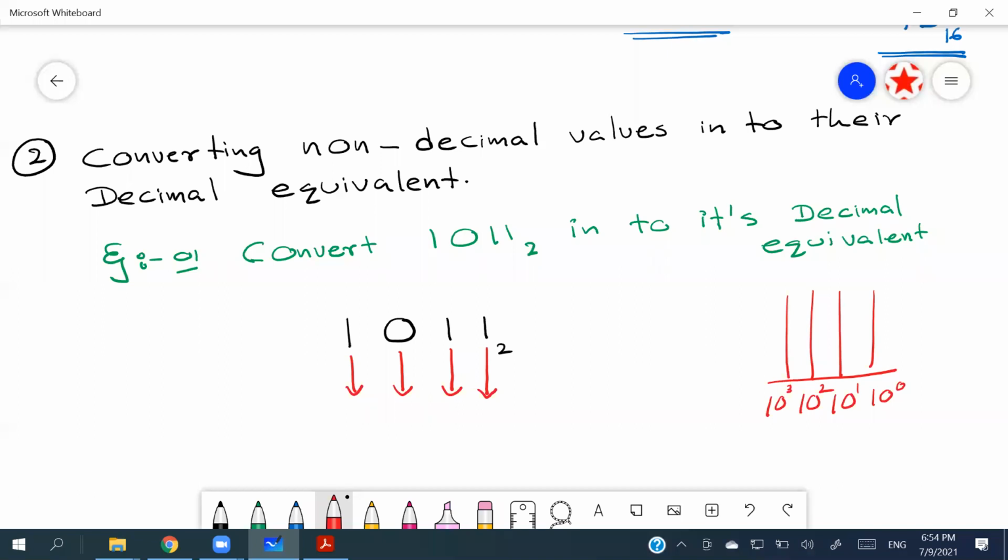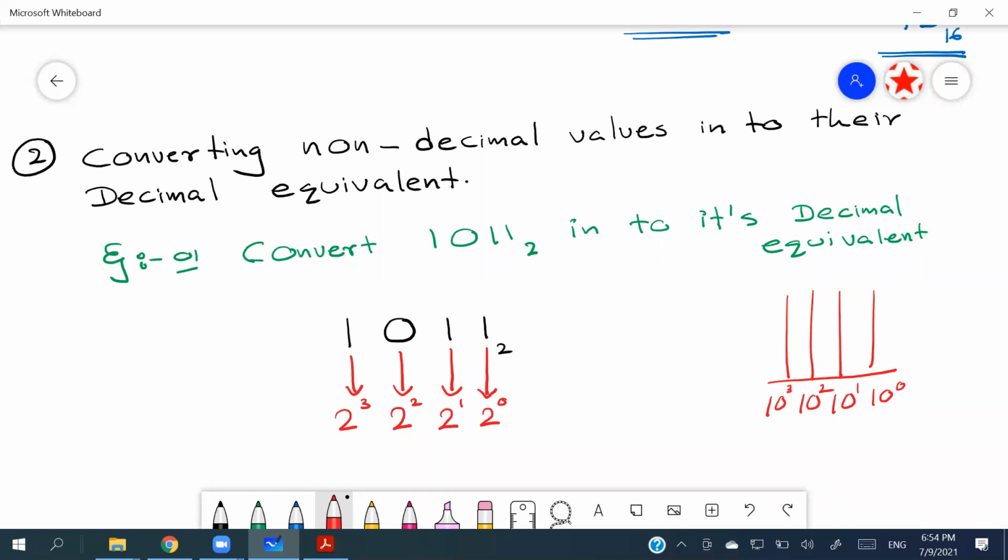So these are indicated as 10 to the powers because we are referring to decimal values in the abacus. Now here we are referring to the binary values. So accordingly, we are going to have 2 to the powers. So this is going to be 2 to the power 0. This is going to be 2 to the power 1. This is going to be 2 to the power 2. And this is going to be 2 to the power 3.